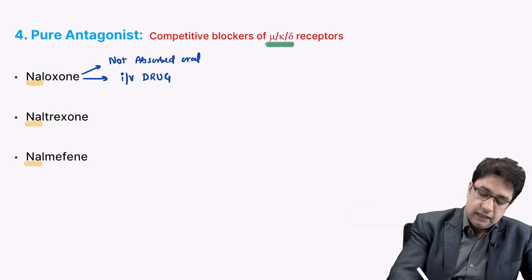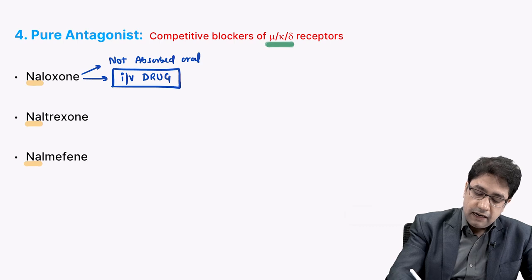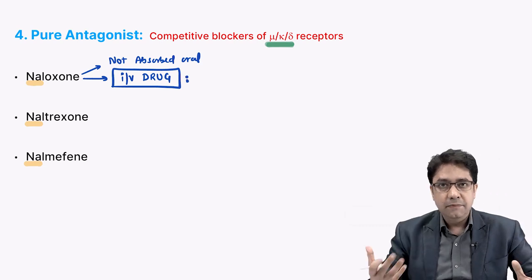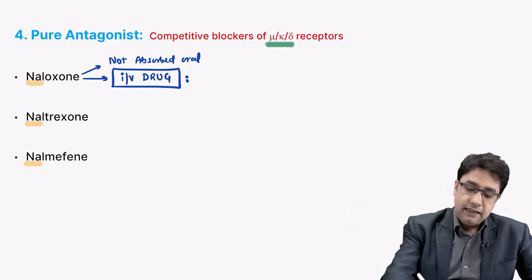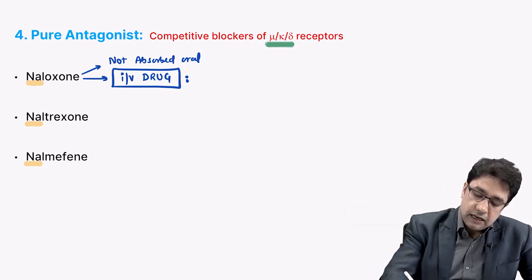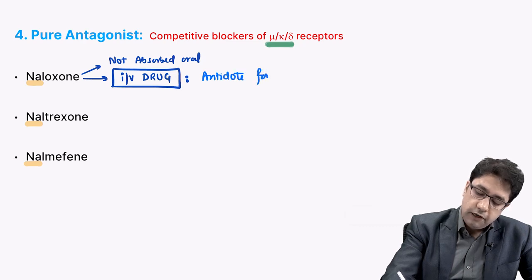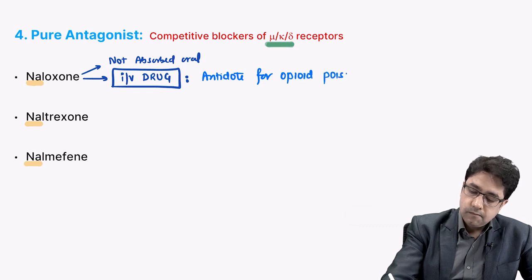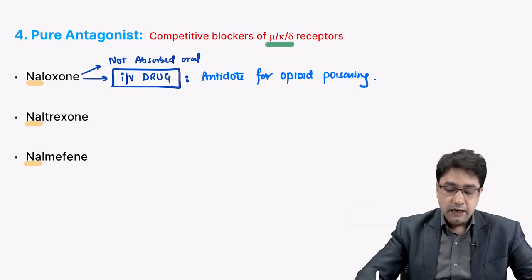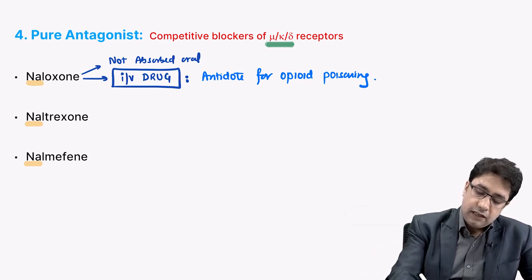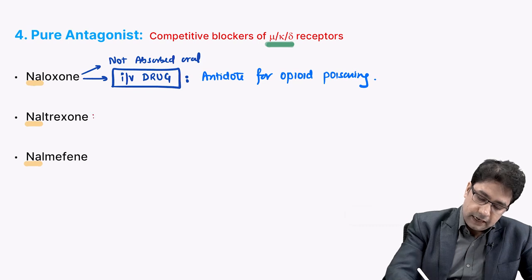So naloxone is an IV drug. And where would you like to give an IV drug? In emergency or in poisoning? Naloxone is considered to be the antidote for opioid poisoning. Now, naltrexone is an oral drug.